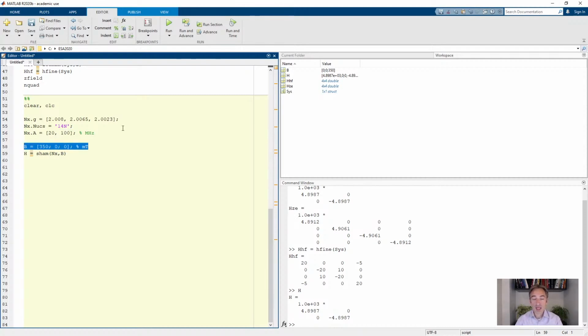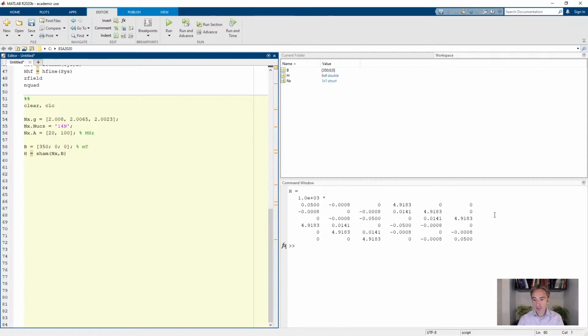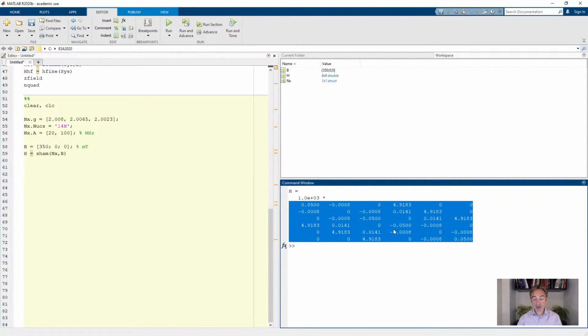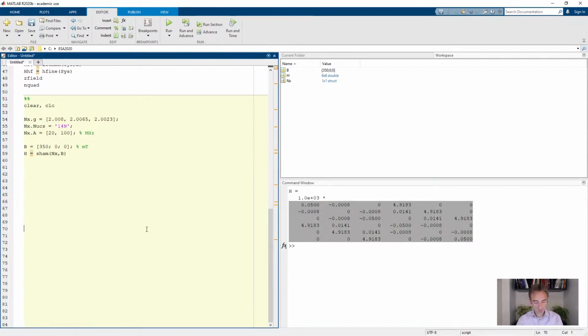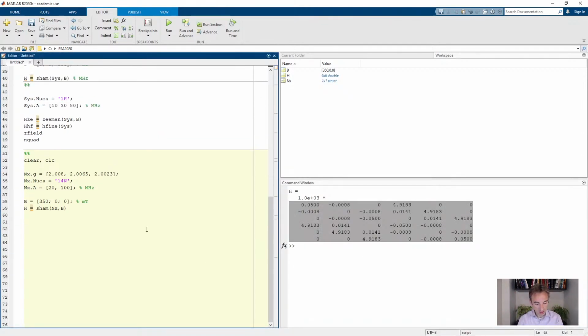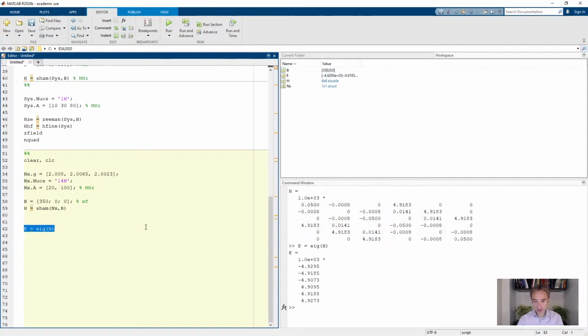Now I'm going to put the magnetic field, the B field, along the X direction. So 350, 0, 0. We build the Hamiltonian. Let's briefly look at the Hamiltonian. It's a 6x6 matrix. Again, an electron gives two states, and a nitrogen gives 3 states, and 2 times 3 is 6. We can now calculate the eigenvalues of this Hamiltonian by just saying eig of H. Let's assign this to E for energies, and let's go look at what those energies look like.